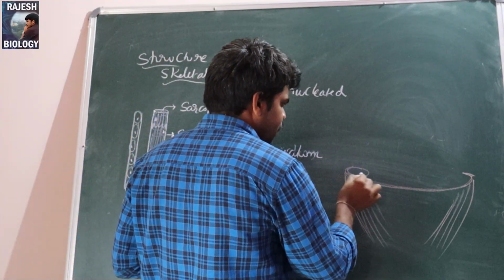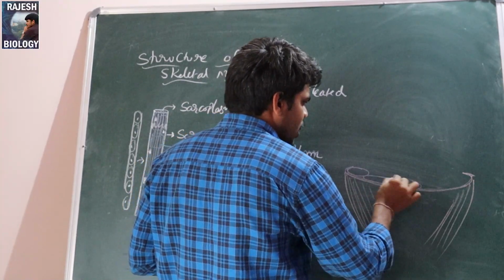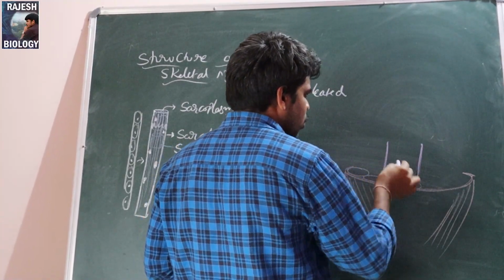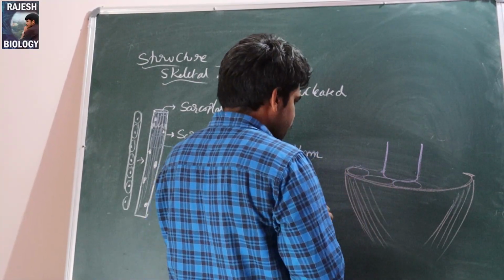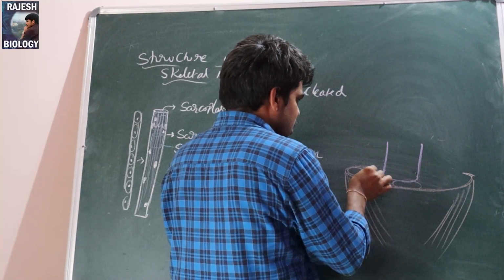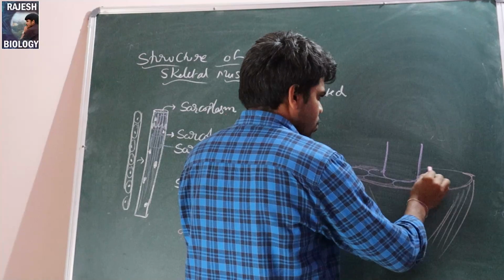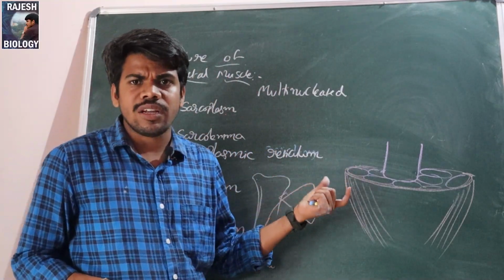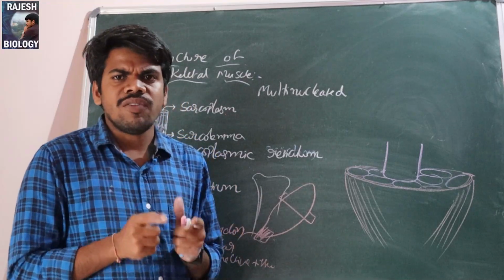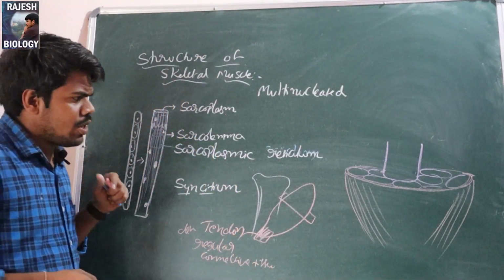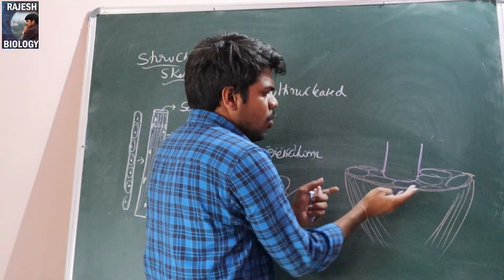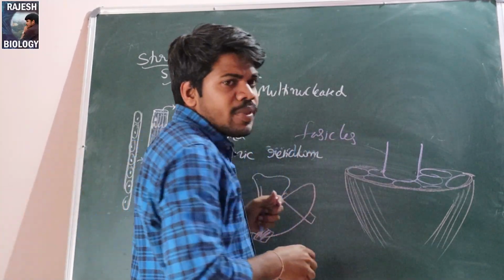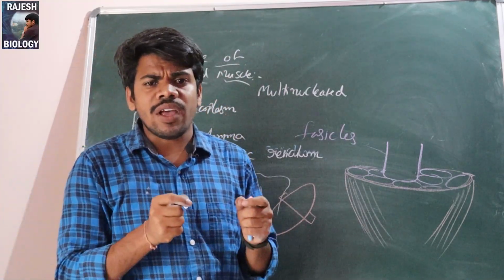So this is a bundle, and it is another bundle, and another bundle like this. I am taking one bundle out for better explanation. Like this, so many bundles are there. All these are bundles of muscle fibers. A muscle fiber is nothing but a muscle cell which is elongated in structure. If we cut the muscle, we can observe many bundles, and these bundles are called fascicles. A fascicle is a bundle of muscle fibers.